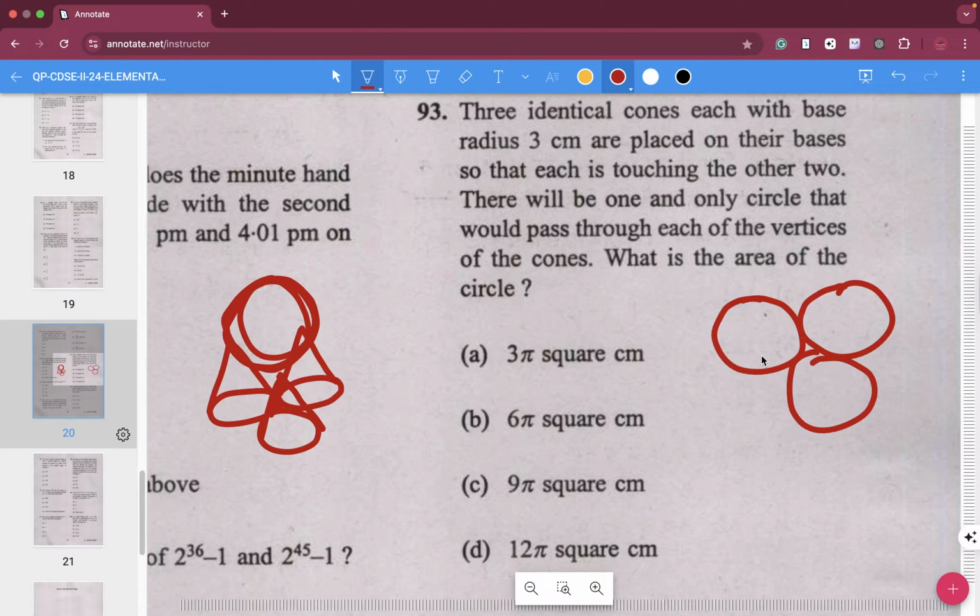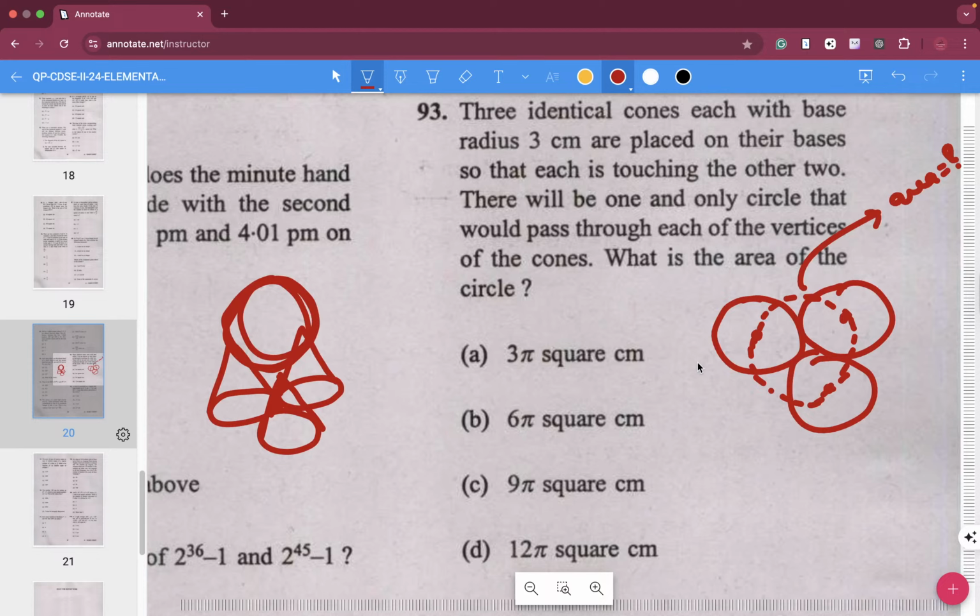These are the bases of the cone, right? Now this is the vertex. I'm denoting this vertex as a point. There is one circle which passes through these points, which passes through this point. So they are asking what is the area of this.